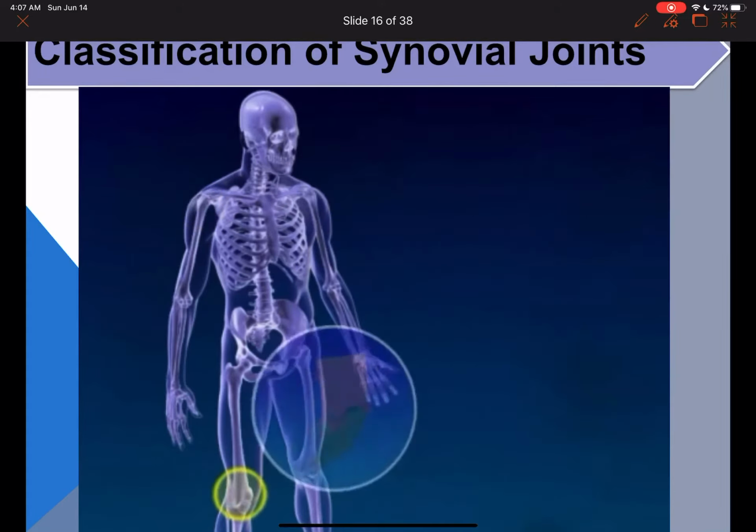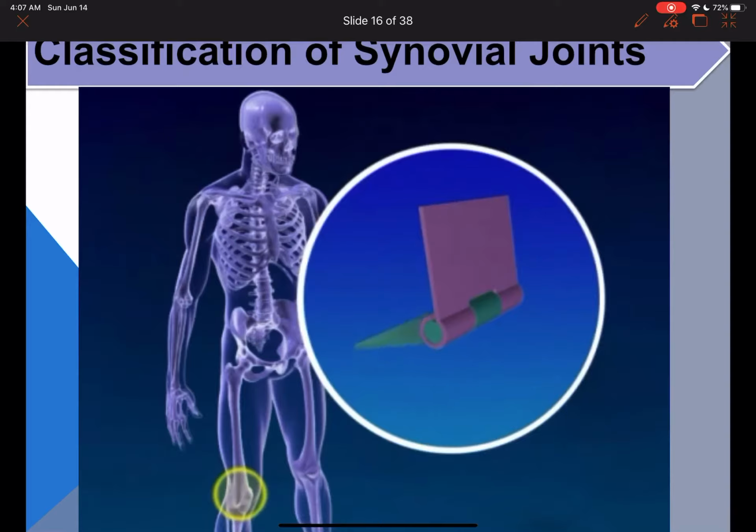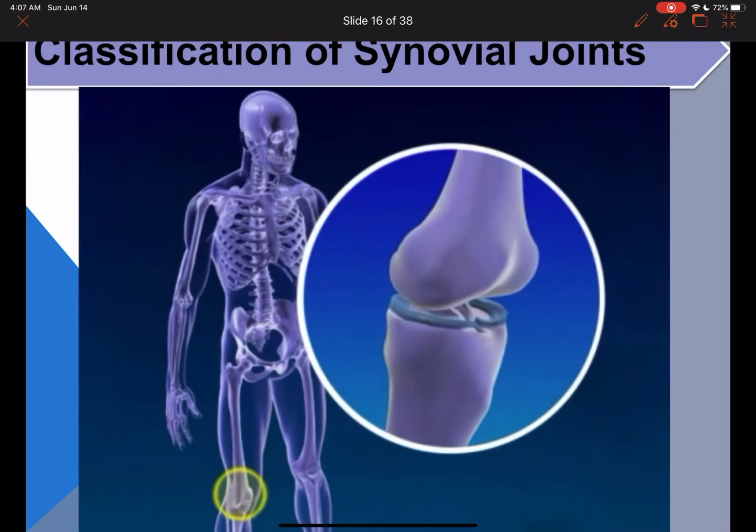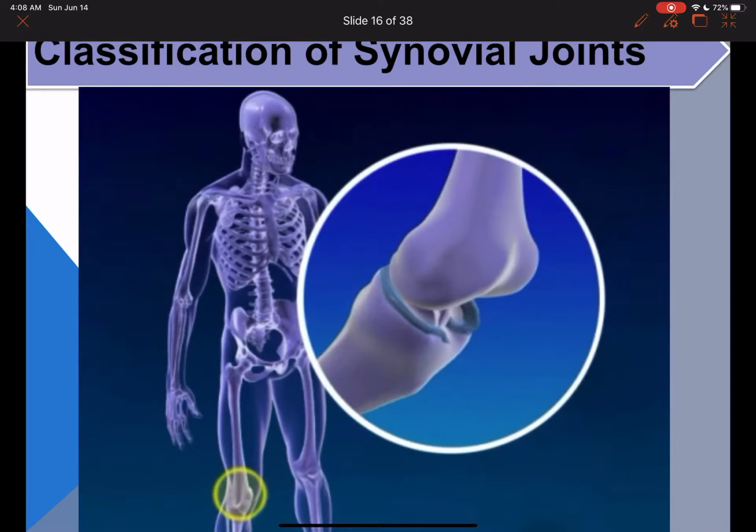The hinge joint, uniaxial, limits movement to flexion and extension. Here, a convex surface fits into a concave surface. Examples are the knee, elbow, and the middle and distal phalanges of the fingers and toes.